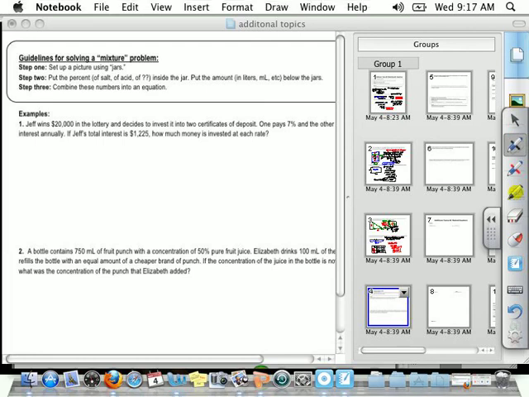All right, so it says Jeff wins $20,000 in the lottery and decides to invest it into 2 certificates of deposit.